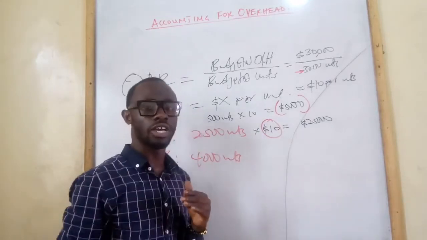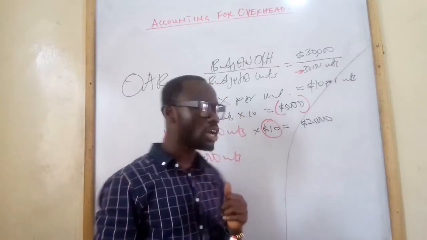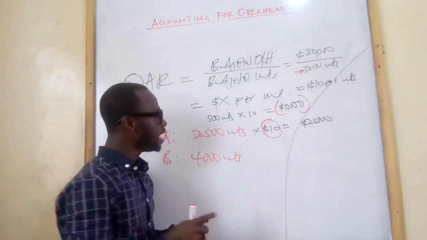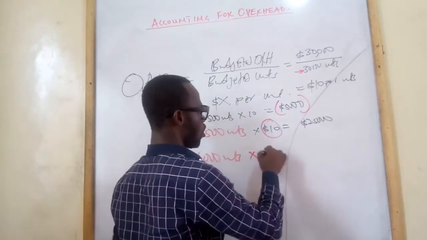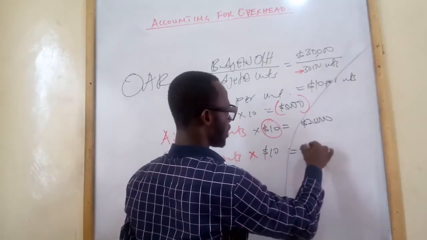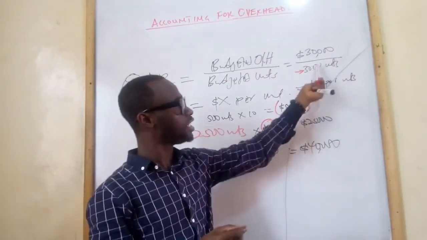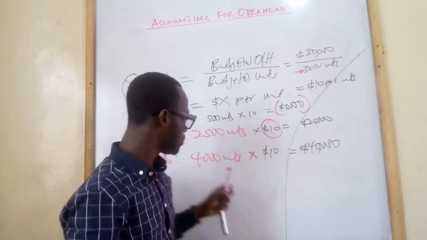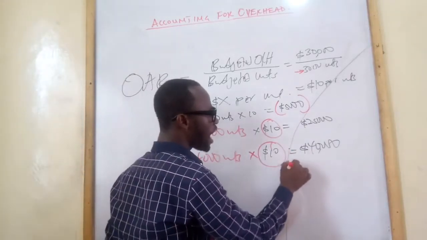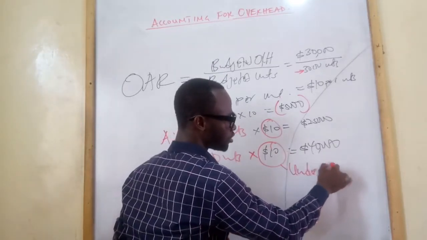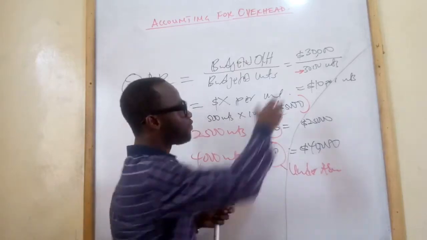The second scenario is that based on the budget, we wanted to produce 3,000, but the actual units we produced is 4,000. In this case, we're going to be charging overheads into the cost sheet at 40,000. But look at it. This rate we are using is based on 3,000, but the actual units we produced is 4,000. It means in this circumstance, overhead has been under-absorbed.